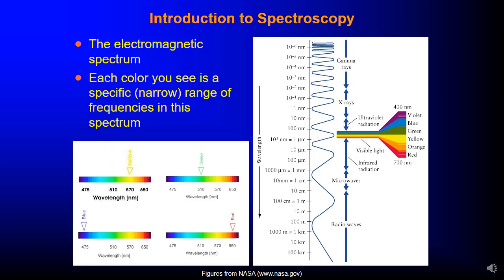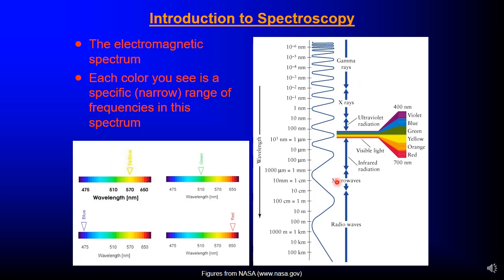Continuation, you can see the electromagnetic radiation here. This one here, you can be able to see it. Here it is, the laser pointer. I see this one here, and then each color you see is a specific range of frequencies in this spectrum.